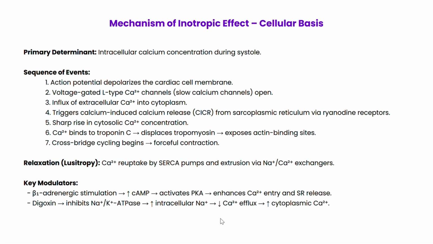And in the sixth step, the more calcium that's available, the more cross bridges can form, and the stronger the contraction, a positive inotropic effect. Now, when contraction ends, calcium must be removed from the cytoplasm to allow relaxation. This process is called lusitropy. Calcium is pumped back into the sarcoplasmic reticulum by the SERCA pump, or sarcoplasmic reticulum calcium pump, and some calcium is removed from the cell by the sodium calcium exchanger.